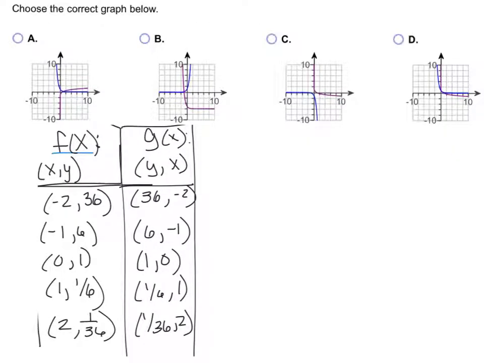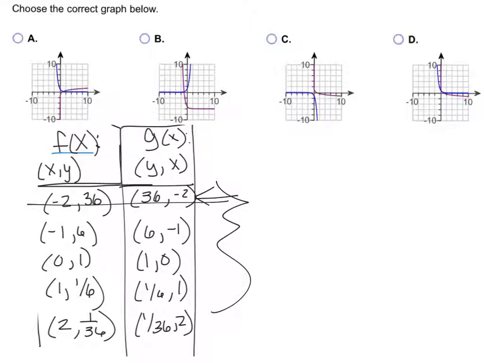Now I'm asked to choose the correct graph. So I have 4 graphs here, and I have the ordered pairs of f of x, which is the exponential function, and g of x, which is the logarithmic function. And I'm going to plot each of these ordered pairs on the graph and select the graph that is correct. Now, first, notice that my first set of ordered pairs, the -2, 36, I cannot graph on the graphs that are given to me because the graph doesn't go up to 36.